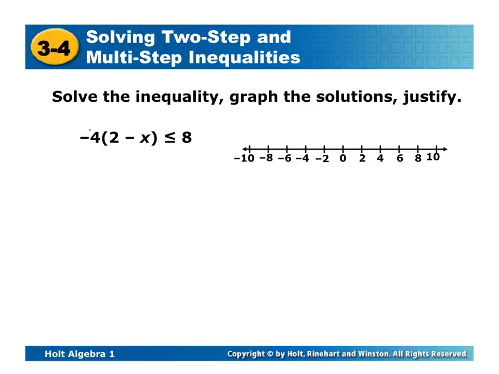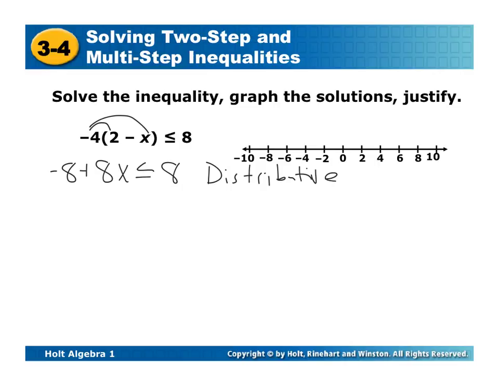So first we're going to go ahead and distribute. So it's going to be negative 8 plus 8x, because we have negative times a negative, is less than or equal to 8. And that's by the distributive property. Now there's another way that you could do this as well, but this is the route that I am going to go. So now, because I'm solving for 8x, I'm going to add 8 to both sides. 8x is going to be less than or equal to 16, and that's the addition property.